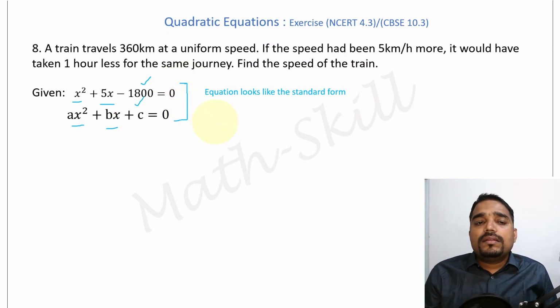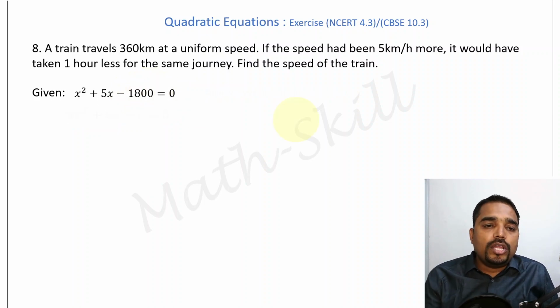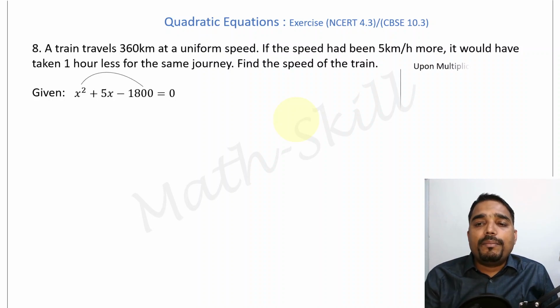Now because it is looking like a standard form, we can find the value of x by following any method, either factorization, completing the squares, or quadratic formula. So it is easier if we do it by factorization. Let us do it by factorization. In order to do factorization, let us multiply first and last term. That is x square multiplied by minus 1800 is minus 1800 x square.